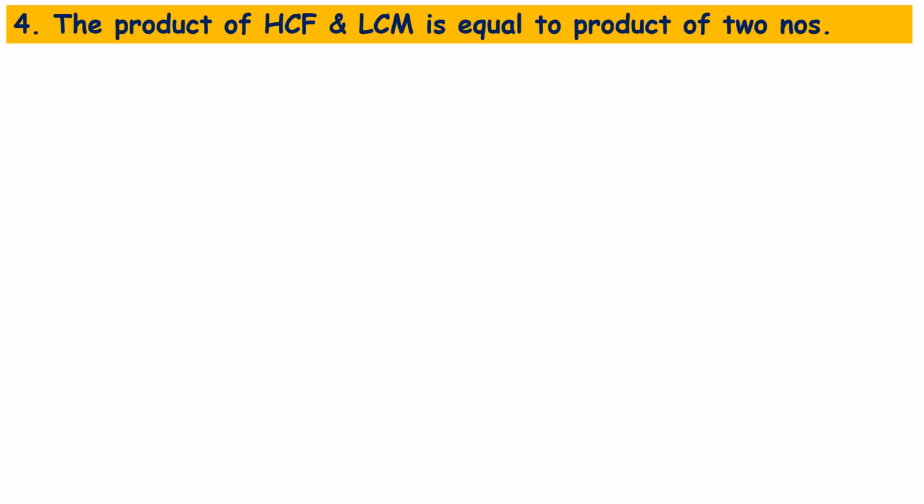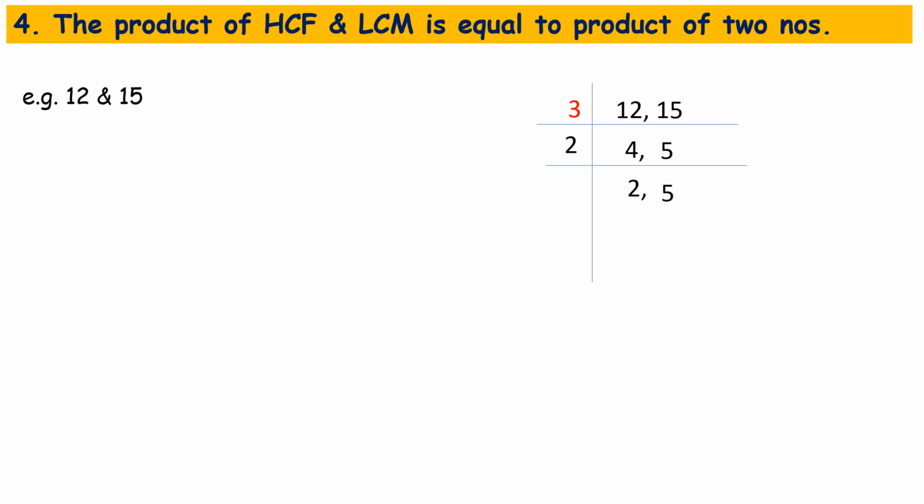Now let's see another fact. The product of HCF and LCM is equal to the product of the two numbers. Let's see this. So consider the example 12 and 15. Now the product of these two numbers will be equal to the product of HCF and LCM. So let's first find the HCF and LCM. So find the factors. Let's start with 3. 3 times 4 is 12. 3 times 5 is 15. Then let's say 2. 2 times 2 is 4. 2 times 5, we'll take as it is. And then 2 times 1. 5 take down as it is. And then 5 times 1.